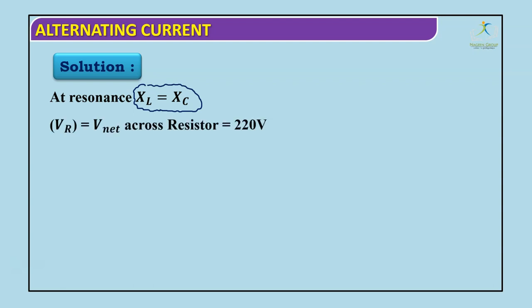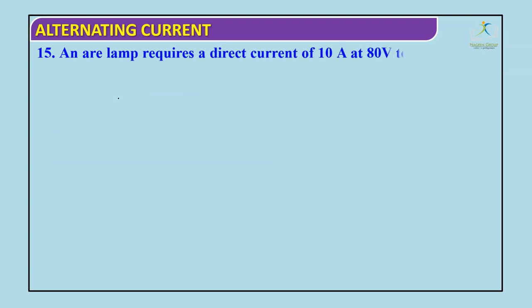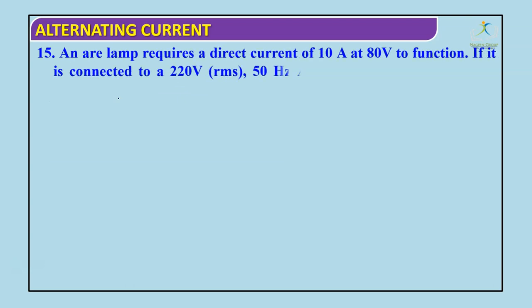So VR is equal to V net. That means across the resistor, the potential that we can use is 220 volt. Ammeter reading is VR by R. So 220 by 100, 2.2. So we can say the correct answer for this question is the third option.